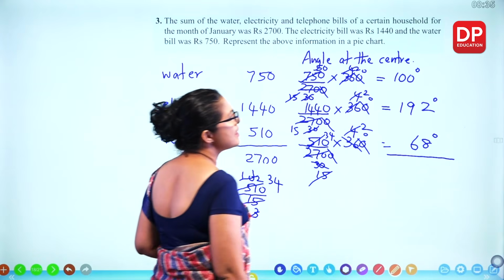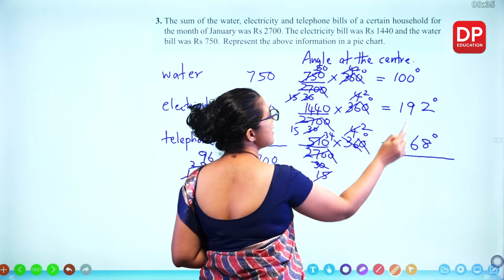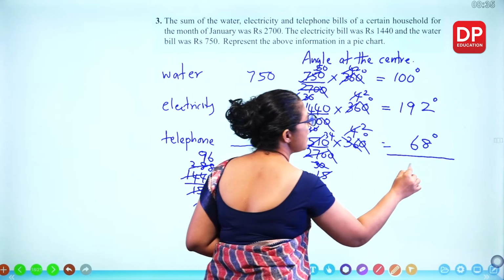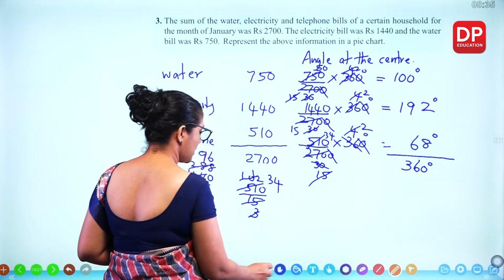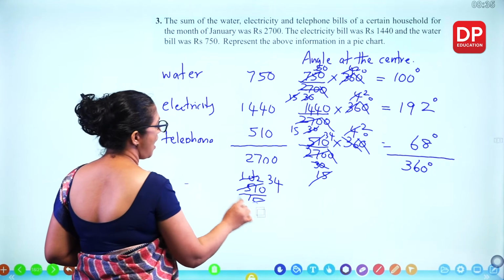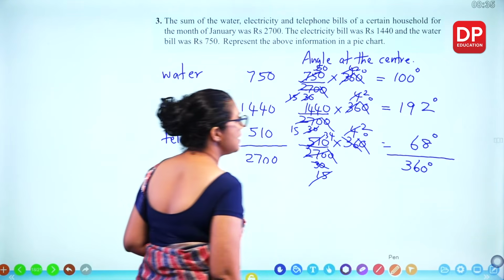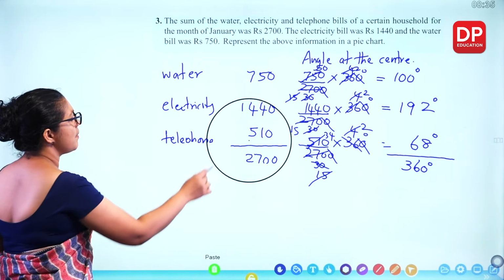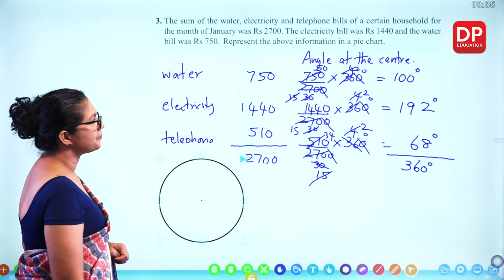Now we'll check whether it's correct. 8 plus 2, 10. 1 remaining. 10, 6. 1 remaining. So you get 360. That means your calculations are correct. Now we'll see how we can draw this information in a pie chart. So we'll take the pie chart and try to mark.